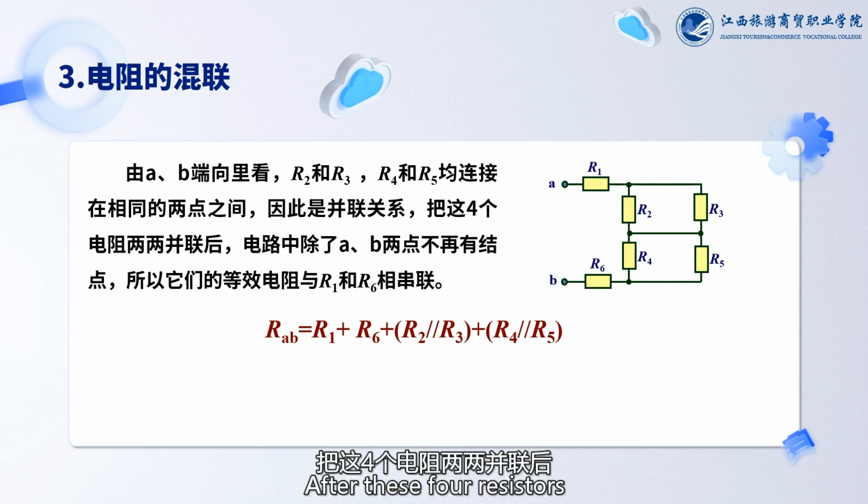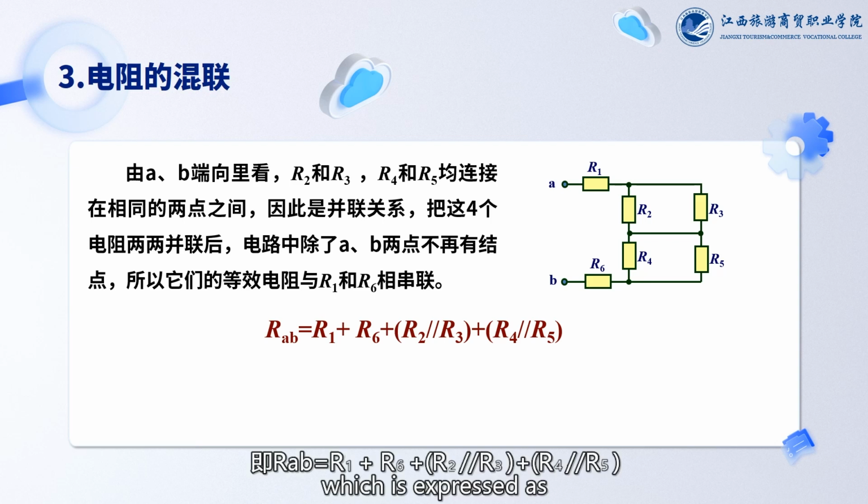After these four resistors are connected in parallel in pairs, there are no more nodes in the circuit except for points A and B. So, their equivalent resistance is in series with R1 and R6, which is expressed as RAB equals R1 plus R6 plus (R2 parallel R3) plus (R4 parallel R5).